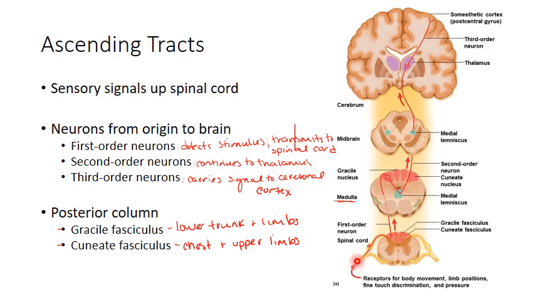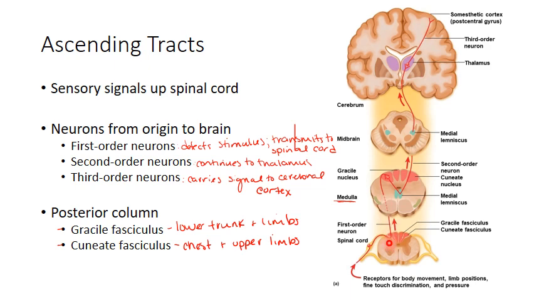So let's follow this tract again and see what's going on. We have information coming in the cuneate fasciculus here, so it's coming from the chest or upper limb. Something's happened again. We've changed our limb position and we get some proprioception that tells us that. That information comes into the spinal cord and goes into this tract of white matter. These neurons or nerve fibers are then going to carry that information all the way up to the medulla.